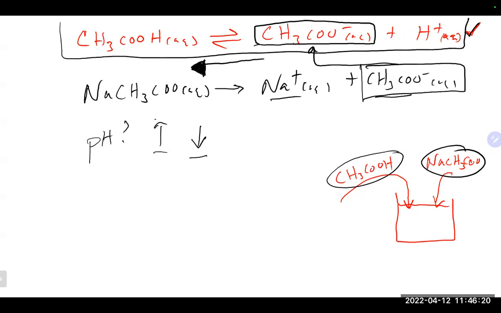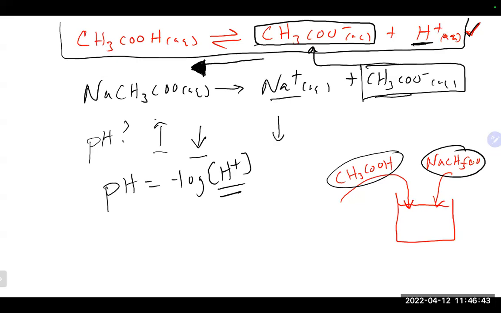So let's think about, first off, what affects the pH, right? The pH is minus the log of the H plus concentration. When this equilibrium shifts to the left, will I have more or less H plus? I should have less, right? H plus is over here, so as it shifts to the left, I should end up with less H plus.